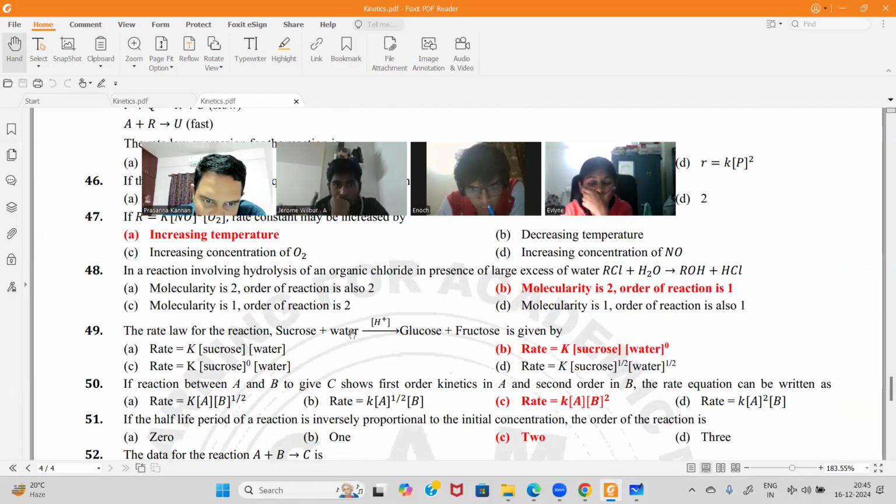Usually what we do is we take water in large excess. It's a single step reaction. If you observe here, you may think that it is bimolecular, right? But this is a typical example of a pseudo unimolecular reaction. So you may think the answer is the first option, right? Rate law is K into sucrose power 1, water power 1. But that's not true, because you take water in large excess, sucrose power 1.